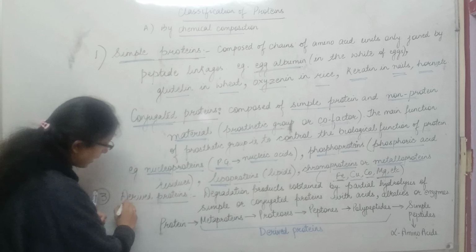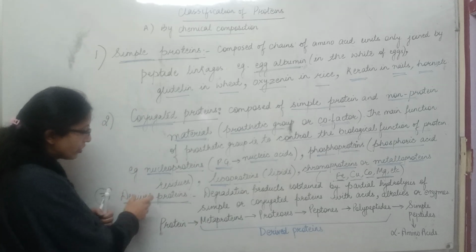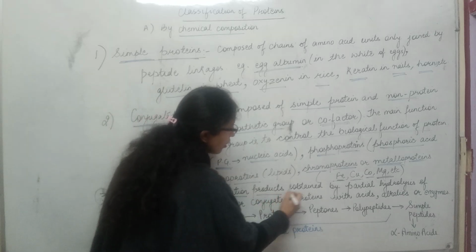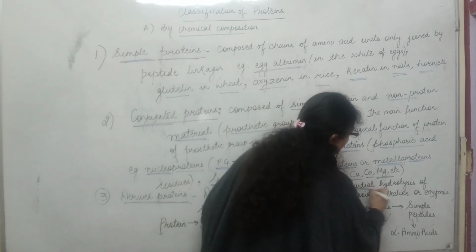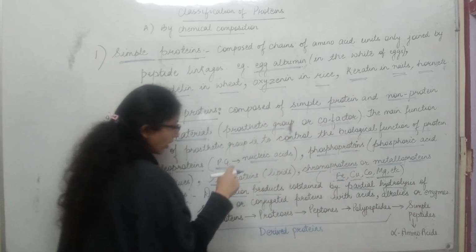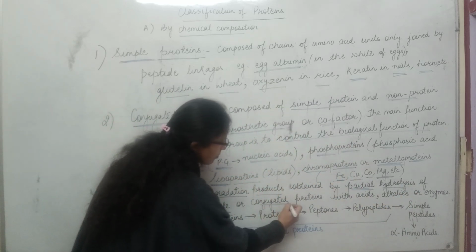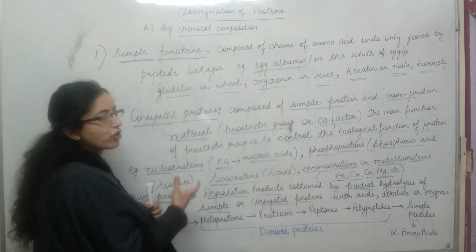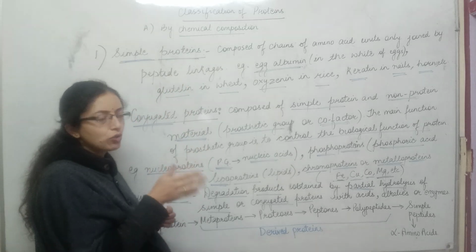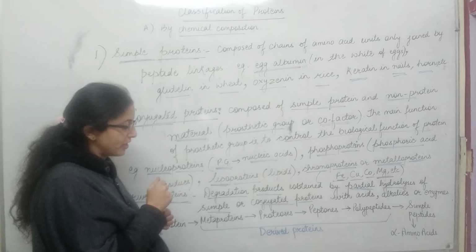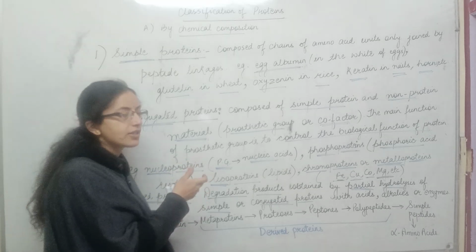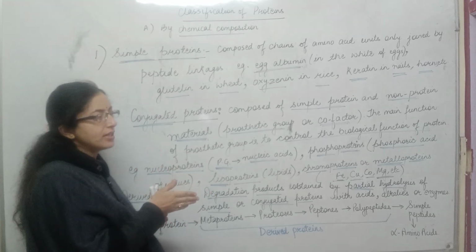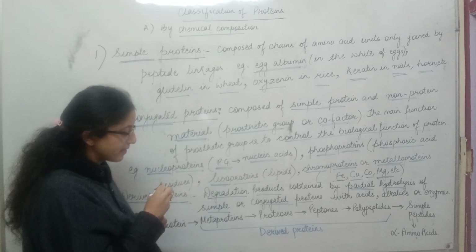Then you have the third type, derived protein. Derived. So these proteins are the degradation products which are obtained by partial hydrolysis. किसका partial hydrolysis? Simple या conjugated proteins का. ठीक है. So simple and conjugated proteins को जब partially hydrolyze करते हैं, so बीच में जो products बनते हैं, they are derived proteins. So they are degradation products of simple and conjugated proteins obtained by hydrolysis of these.